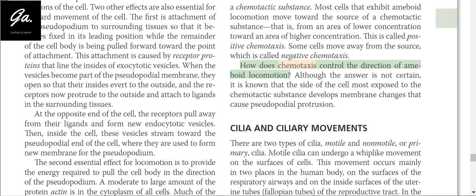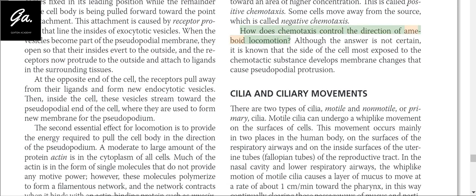How does chemotaxis control the direction of amoeboid locomotion? Although the answer is not certain, it is known that the site of the cell most exposed to the chemotactic substance develops membrane changes that cause cytopodial protrusion.